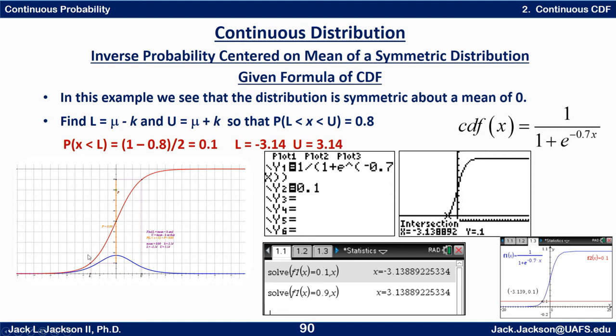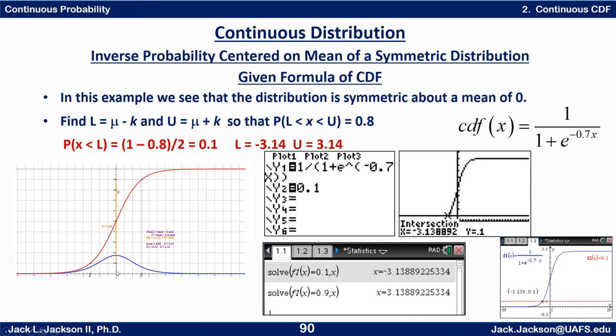So we could just do an inverse probability for 0.1 to get L, or an inverse probability of 0.9 to get U. The way we can do that is, since we have our graph of our CDF, we put that formula in, our Y1, and we put in 0.1. This gives us a horizontal line crossing our CDF. Calculate that intersection, and there's the X value we're looking for, the lower.